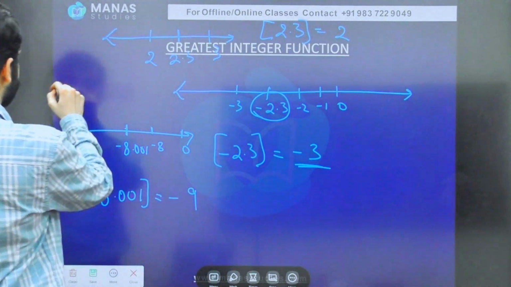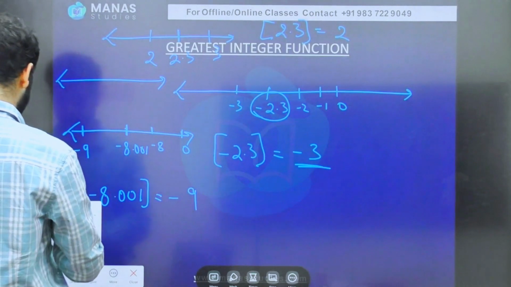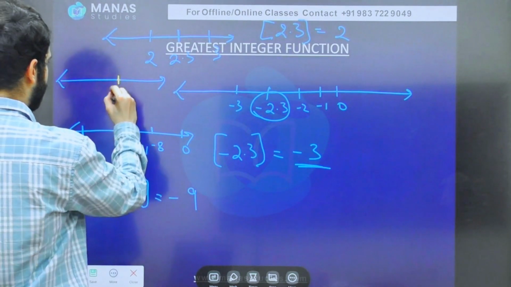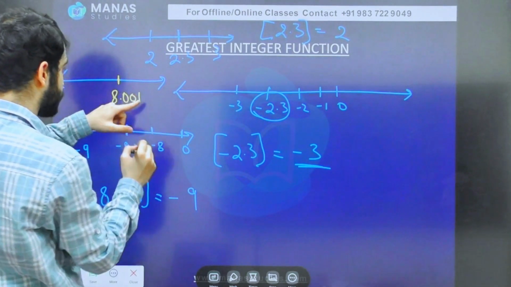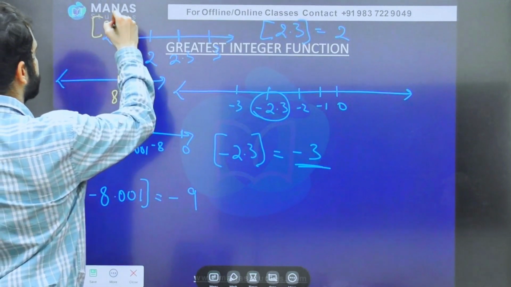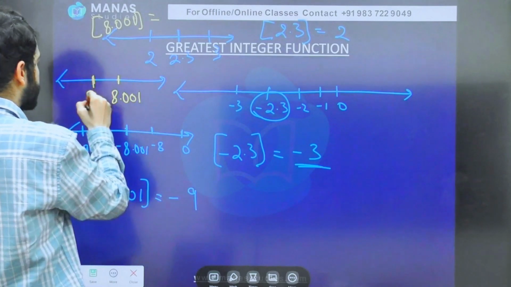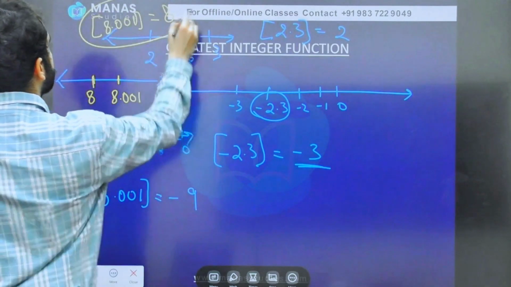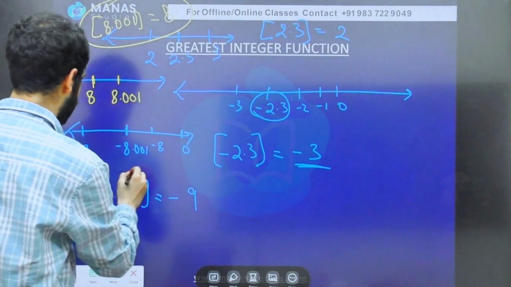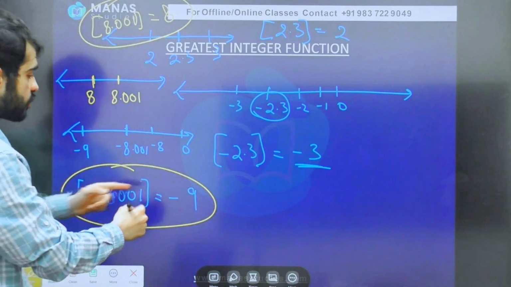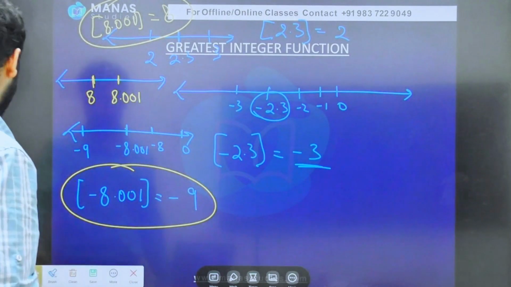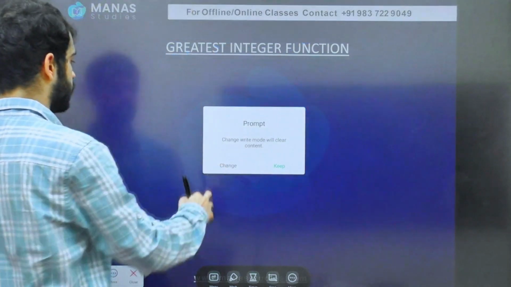But in case of a positive number, if I had to calculate GIF of 8.001, then I have to look at the number on the left hand side of it. It would have been 8. So the GIF of 8.001 is 8, but the GIF of minus 8.001 is minus 9. So now let's try to sketch the graph of this function.